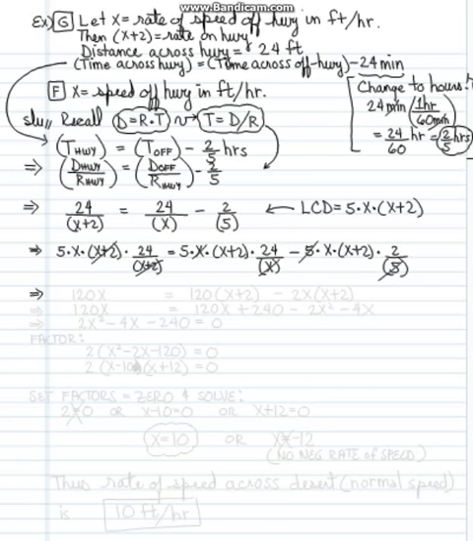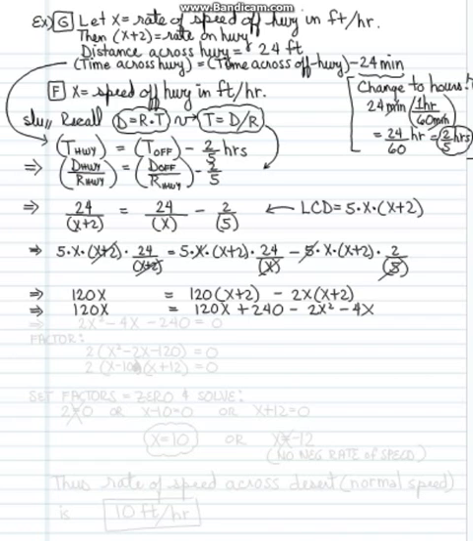So we have 5 times x times 24 here, which gives me 120 times x. Bring down the equal sign. We've got 5 times 24, which gives me 120 times parenthesis x plus 2. And here we have minus 2 times x plus 2. Okay, continue. We're going to distribute across the parentheses. 120x equals 120x plus 240 minus 2x times x is 2x squared, and then a negative 2x times a positive 2 is negative 4x.